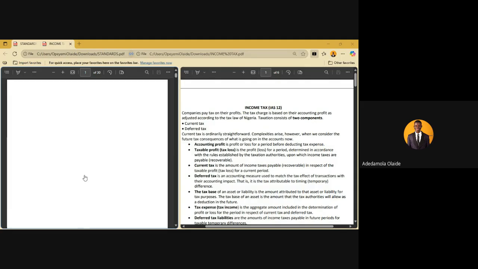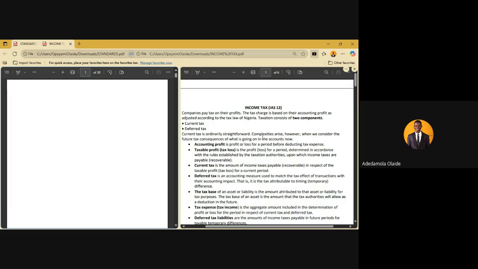However, let's quickly look at some terminologies that might be new to us in this standard. We have one, accounting profit. What is accounting profit? Accounting profit is more like our operating profit or our profit before tax. It's a profit we arrive at based on our accounting principle before charging tax expense.